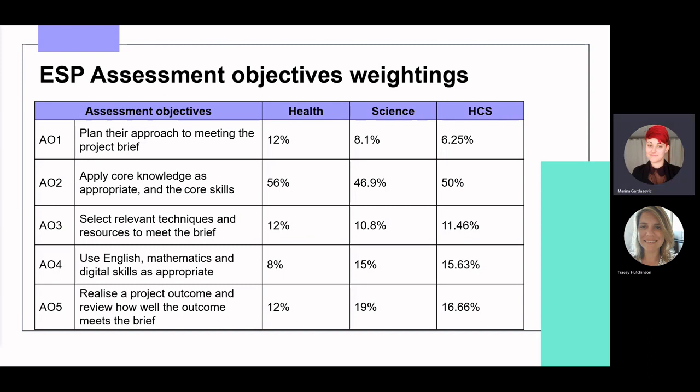It's also important to note, though, that we have AO4, which is the effective use of our general competency frameworks. That's the English, maths and digital skills. And AO5, which is focusing on the evaluation and reflection of those skills.